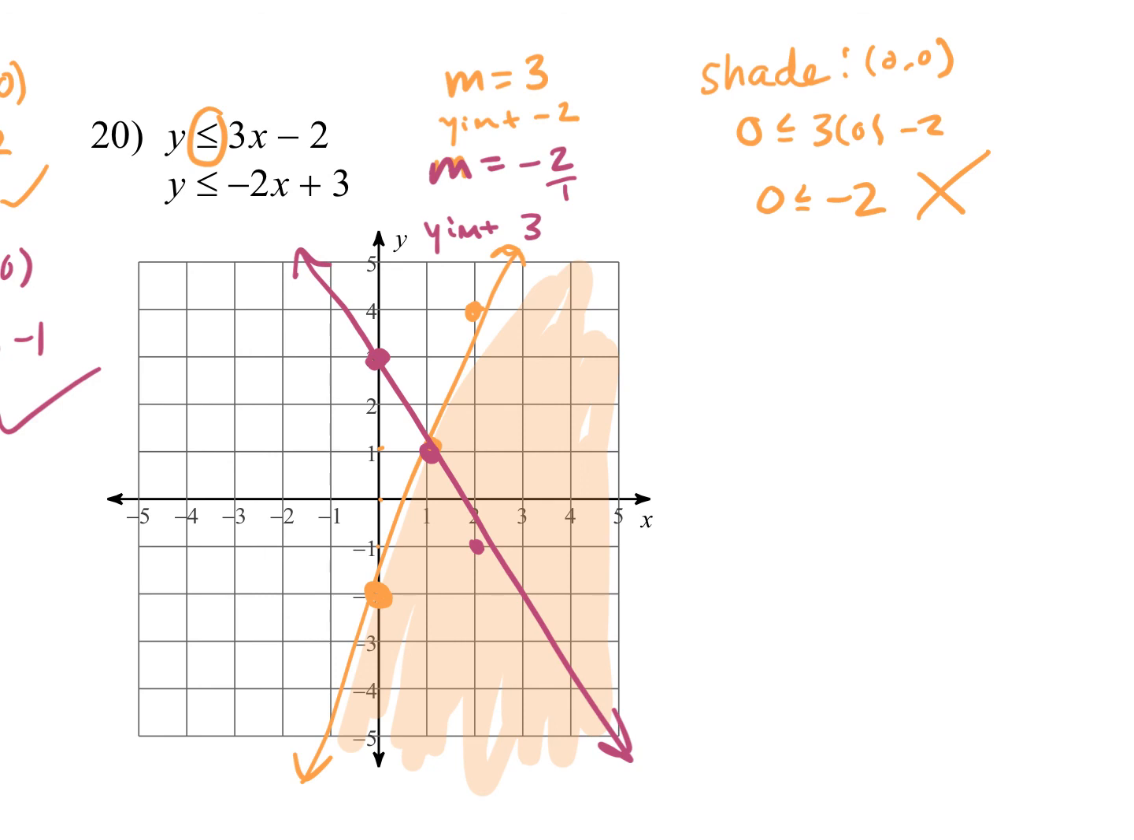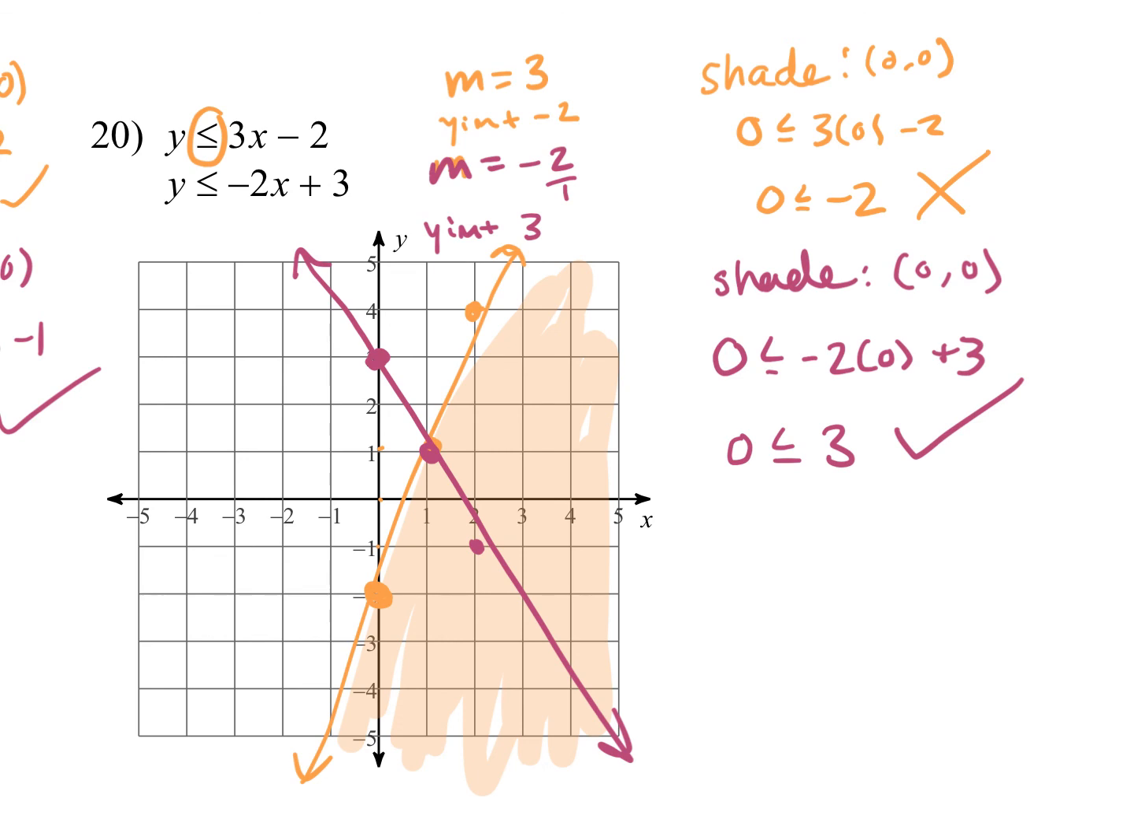All right, what's next? What's my graph missing? Shade. So what can I plug in? 0, 0. So 0 is less than or equal to negative 2 times 0 plus 3. 0 is less than or equal to 3. Is this true? Yeah. So where do I shade? Where 0, 0 is or where it's not? Where it is. So over here. And then what else do I have to do? Erase everything that's not overlapping.